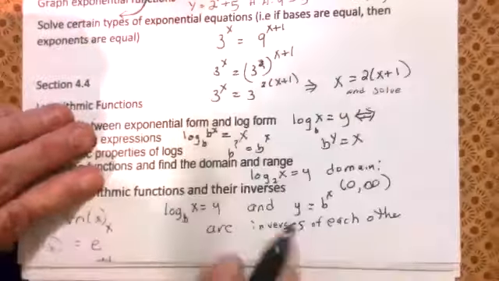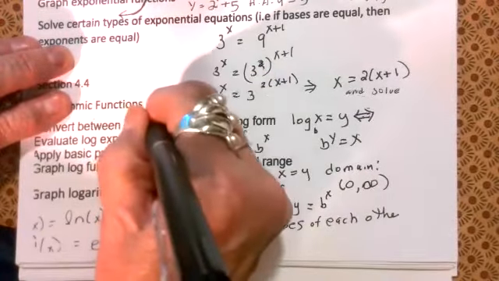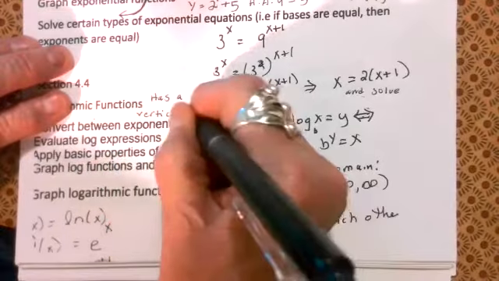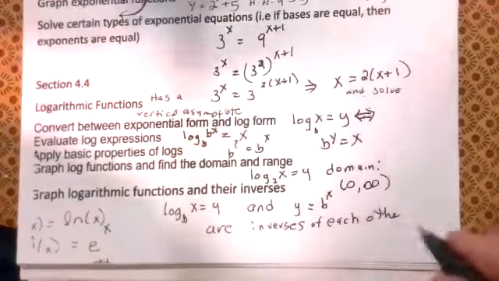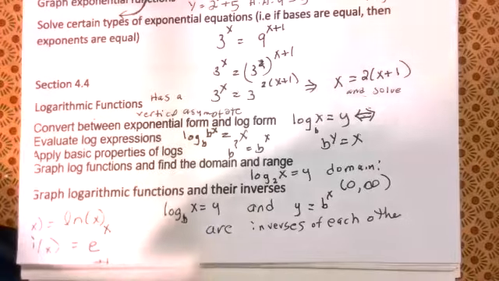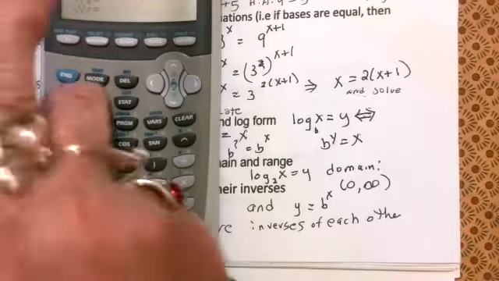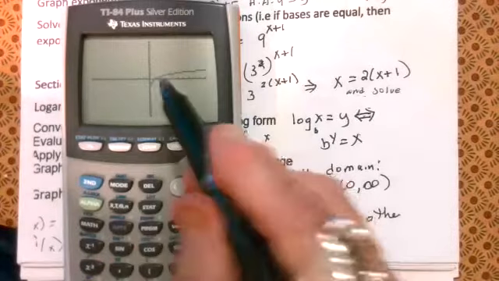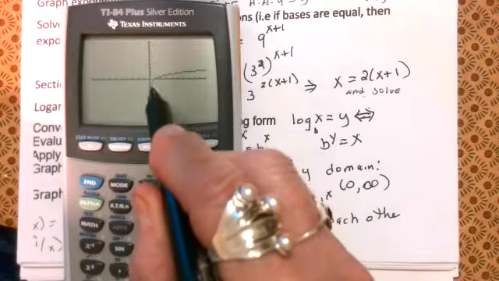Then the log function has a vertical asymptote. Let me just graph one so that you can see it. Let's just do the natural log. It looks like this. And so its vertical asymptote is going to be x equals 0.